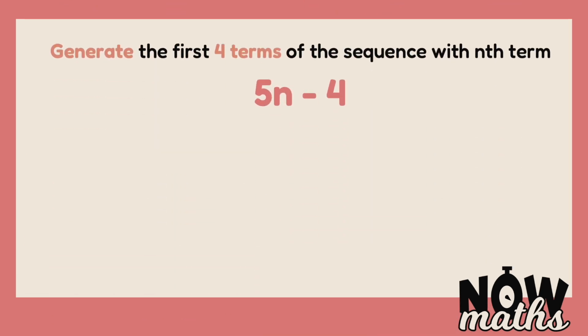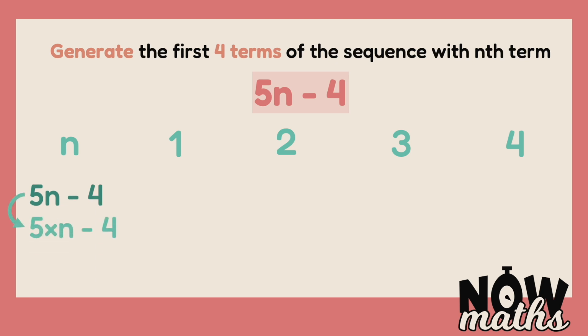Now let's have a look at another similar question. So this time we're asked to generate the first four terms of the sequence with nth term 5n subtract 4. Again, we're generating the first four terms, so we need n to be 1, 2, 3 and 4. And the nth term that we have this time is 5n subtract 4. And again, this is an algebraic expression where 5 is multiplying n and then we're subtracting 4.